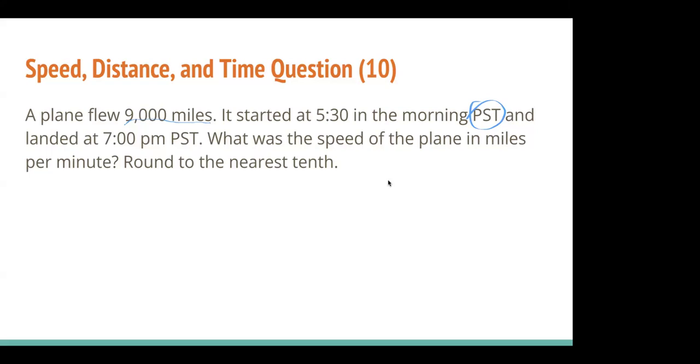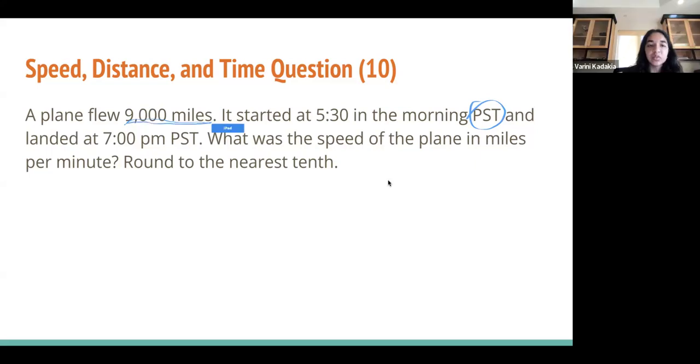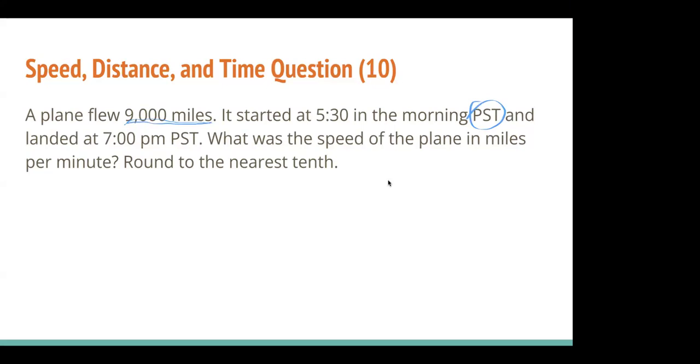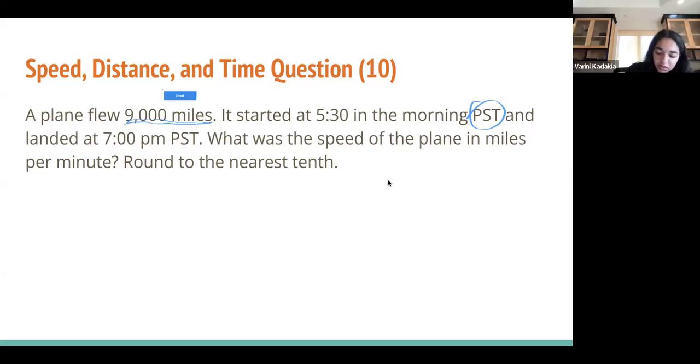Okay. So if a plane flew 9,000 miles, what is 9,000 miles? Is it speed, distance, or time? Distance. Yeah. Okay, so let's label that as distance. It started at 5:30 in the morning and it landed at 7 p.m. in the same time zone.